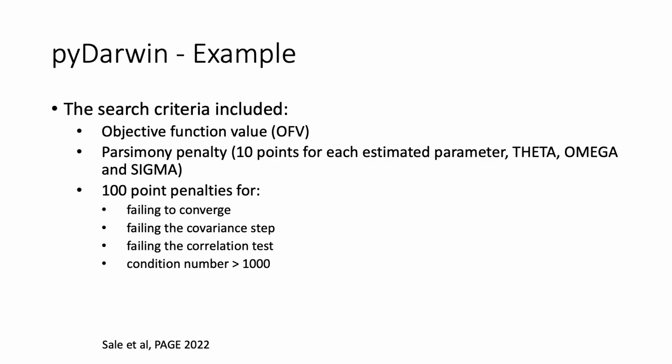So the search criteria was based on the objective function value, plus a penalty for each parameter, theta, omega, and sigma of 10 points, plus 100-point penalties this time for failing to converge, for failing the covariance step, or for failing the correlation test, or for having a condition number greater than 1,000. So slightly different defaults, and you can customize the penalties, but these were the penalties that we used for this search.